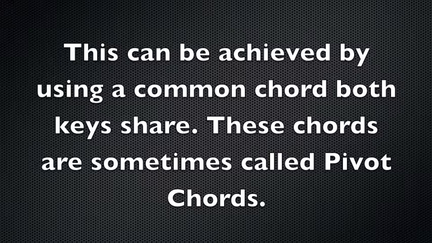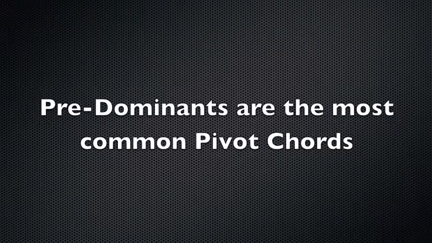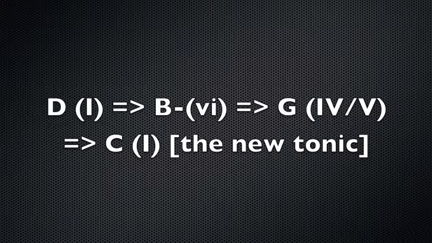A common chord modulation, or sometimes referred to as a pivot chord modulation, occurs when a shift in tonal center is achieved by pivoting off a chord that both keys share. Predominants are the most common pivot chords, as they serve as either the new tonic or dominant chords in the next key.